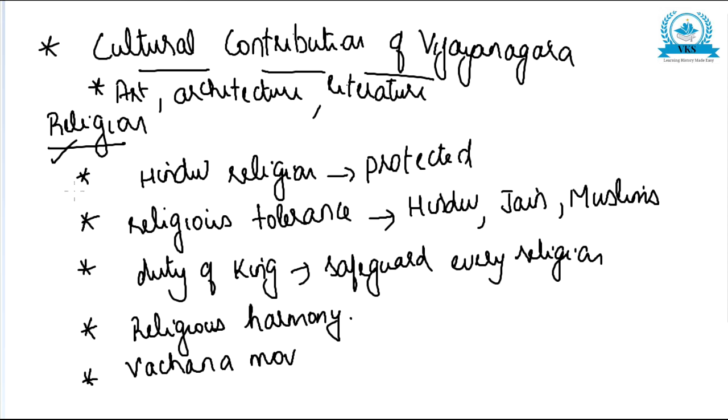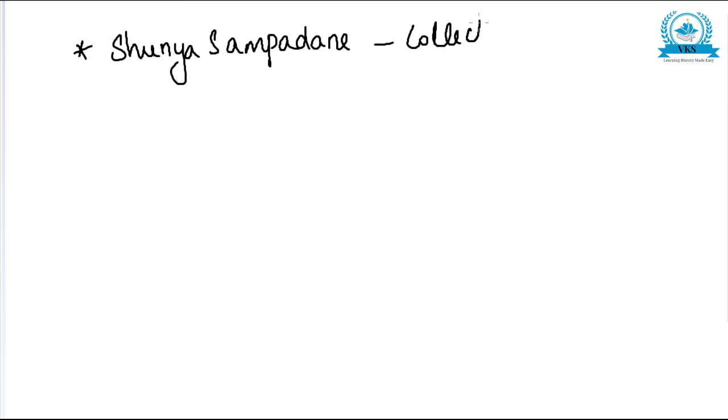The Vijayanagara Empire protected Hindu religion and culture from invaders, and there was religious tolerance among Hindus, Jains and Muslims. It was the duty of the king to safeguard every religion of the empire. There was religious harmony in Vijayanagara Empire, and the Vachana movement was a popular movement during the time of Vijayanagara rulers. Shunya Sampadane was a collection of vachanas, produced in this age.